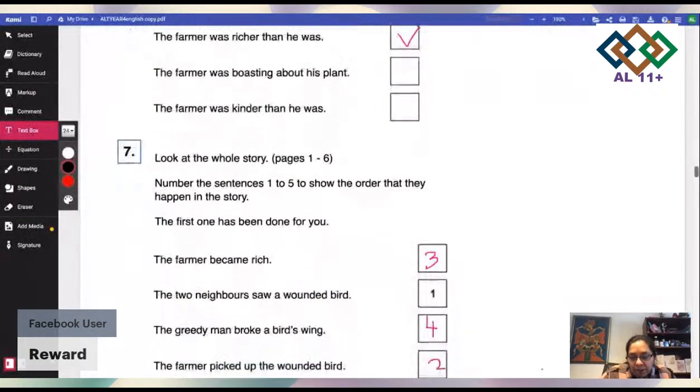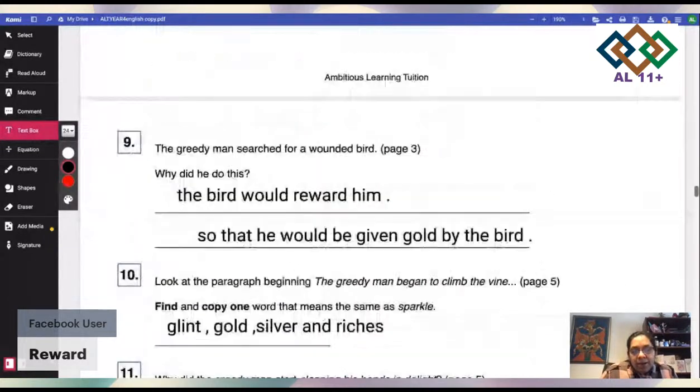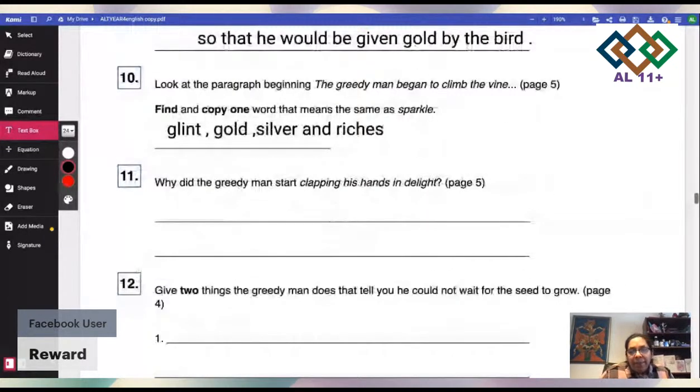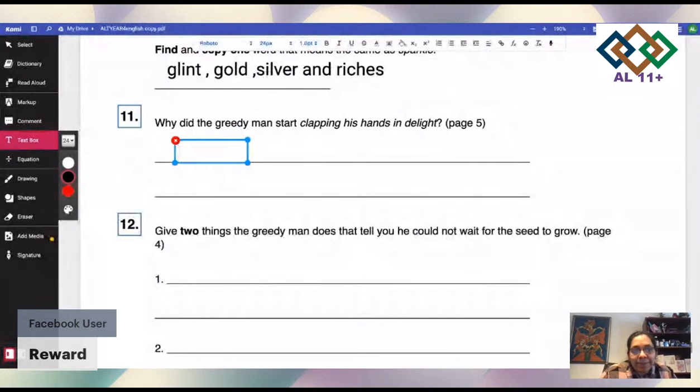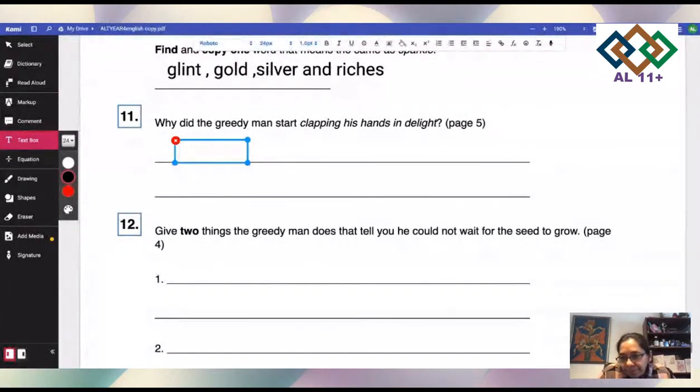So now you are on, what did I do? Okay. So now we are on number 11. Number 11 is they're asking you, why did the greedy man start clapping his hands in delight? So, what was the reason he was clapping his hands? Why was he clapping his hands? What was the reason the greedy man would start clapping his hands in delight? Delight means in happiness, basically. Why was he doing that?